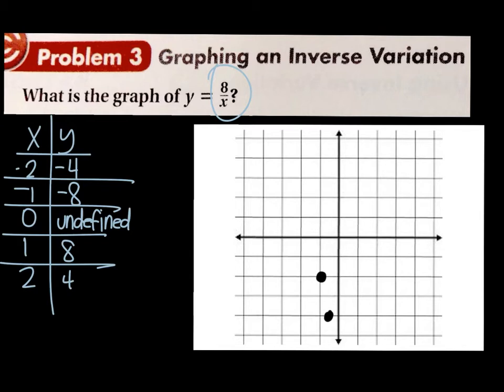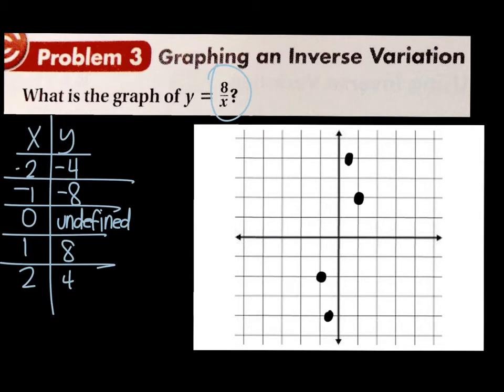0 and undefined means there is not a single point on the y-axis because it's undefined. 1, 8, we're going to go right 1 and up 4, right 1/2 and up 4 because we're counting by 2s. And then 2, 4, we're going to go right 1 and up 2. Okay, so that looks like it's going to be hard to graph, but you kind of need to know what the graphs are going to look like.